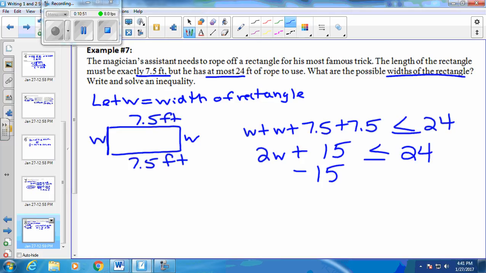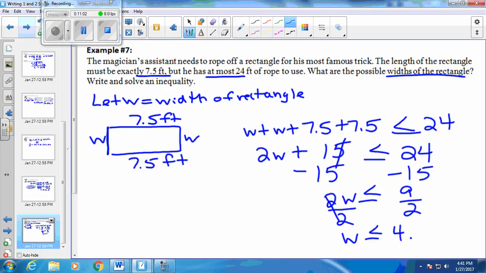Subtract 15, get 9, then divide both sides by 2, and I'll get W is less than or equal to 4.5 feet. So the possible widths of the rectangle are 4.5 feet or less.